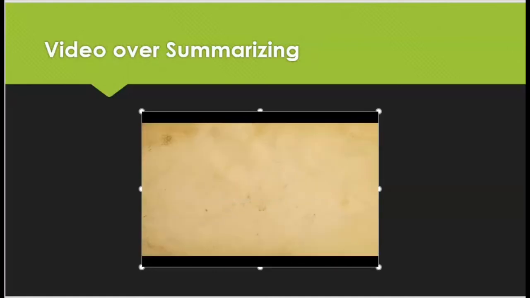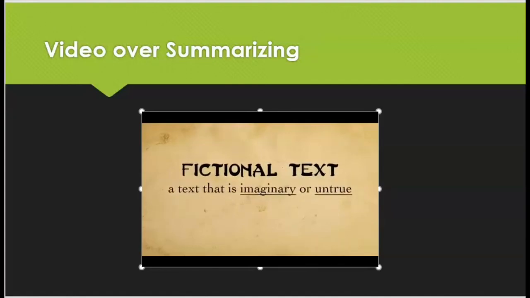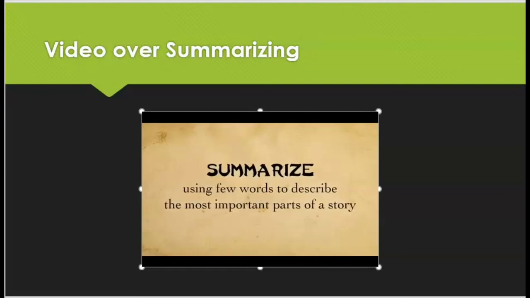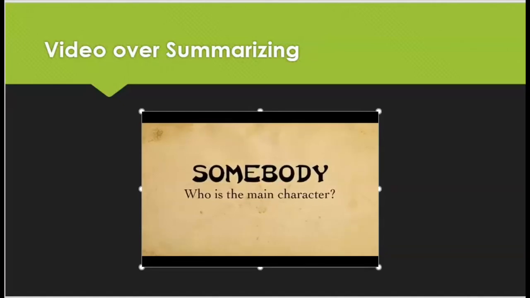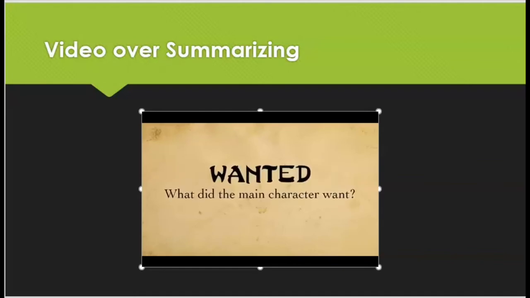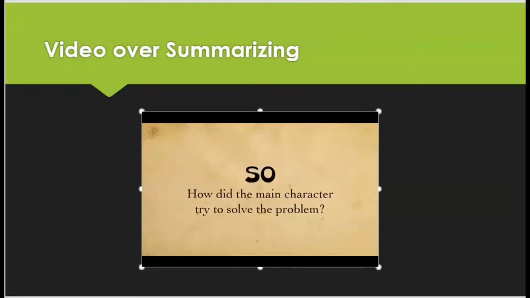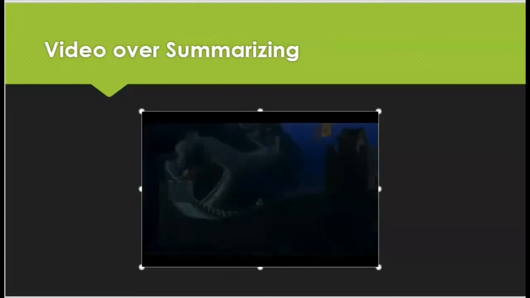Welcome. Today we are going to learn about summarizing. Summarizing is a strategy we can use to better understand a text, specifically fictional text, or a text that is imaginary or untrue. We can define the word summarize as using few words to describe the most important parts of a story. We will use the following key words to help us clearly write a summary. Somebody, who is the main character? Wanted, what did the main character want? But, what was the problem? So, how did the main character try to solve the problem? Then, what was the resolution of the story? We will first look at the movie Mulan.